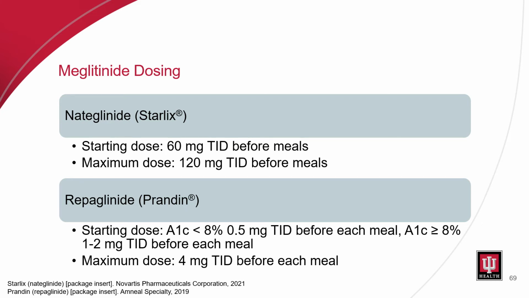Meglitinides dosing is shown on the screen here. Something that I think is interesting to note is that the starting dose for repaglinide is based on the A1C value whenever you're starting the medication. So for those with an A1C of less than 8%, you would start 0.5 milligrams 3 times a day, and for those with an A1C of greater than or equal to 8%, you may start 1 to 2 milligrams 3 times a day before each meal. Both of these medications are titrated in 1-week intervals.